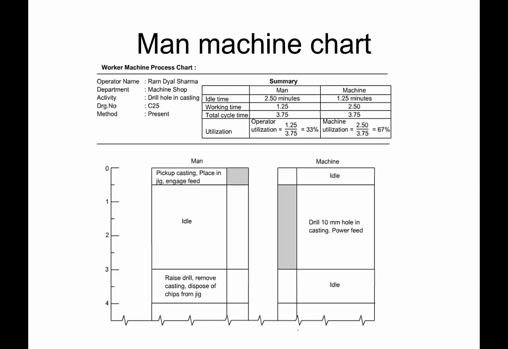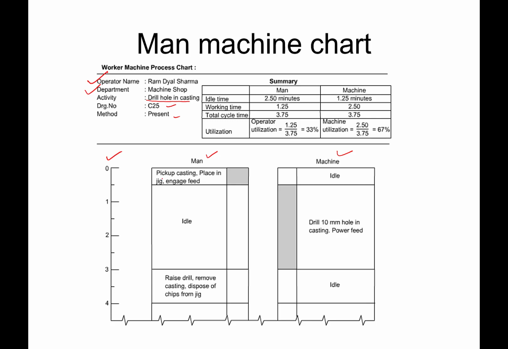Okay, this is an example of the man machine chart, or you can say the multiple activity chart, wherein we can see this chart is related with the name of the operator, department, and activity of drilling a hole in a casting. Okay, drawing number and method, the current method of doing things. So in the current method, this is one subject and another subject, and this is a common time scale.